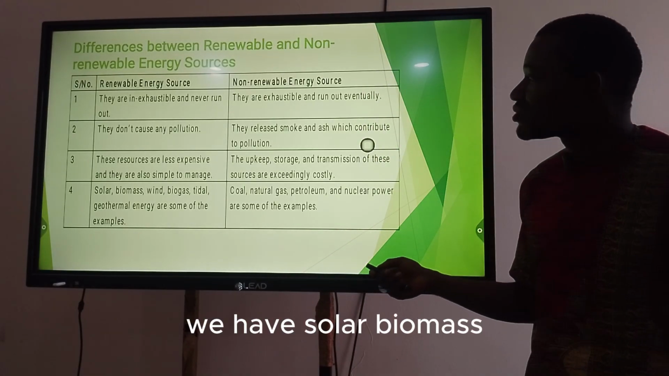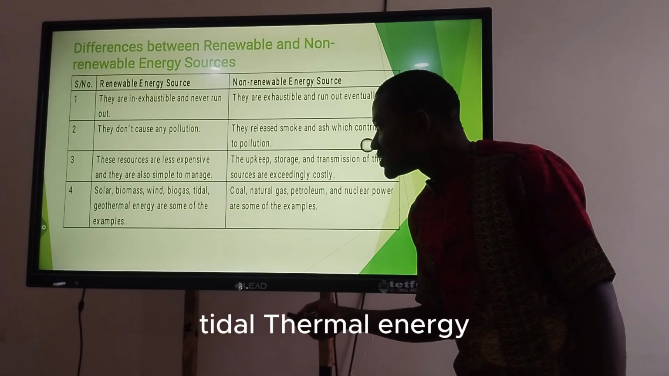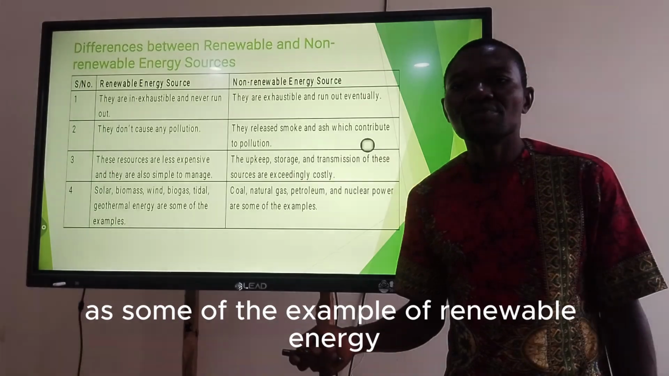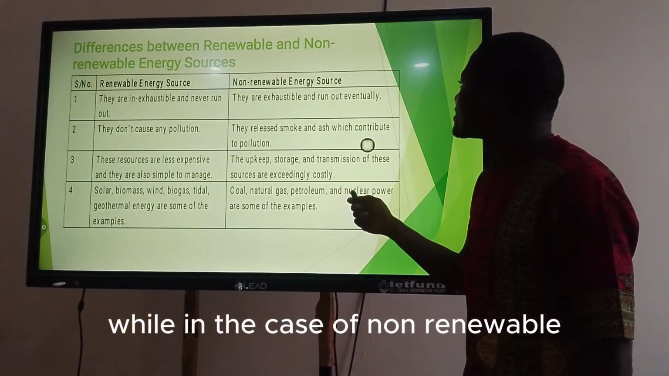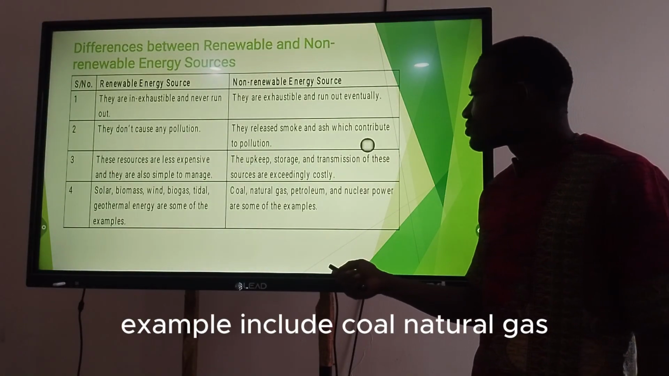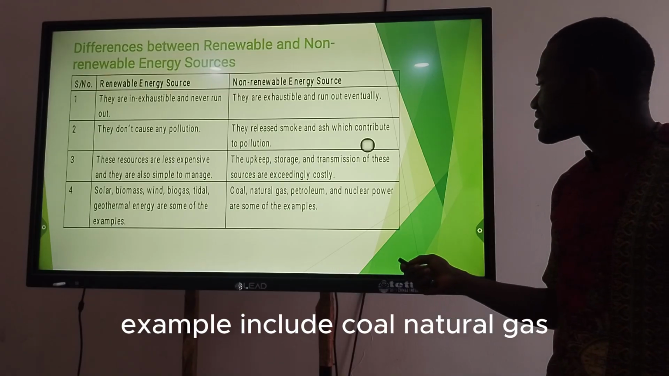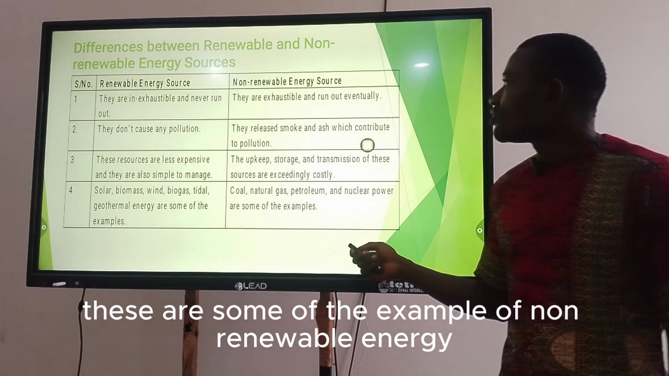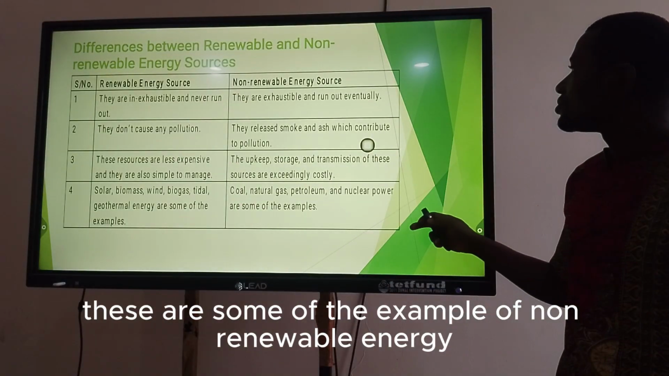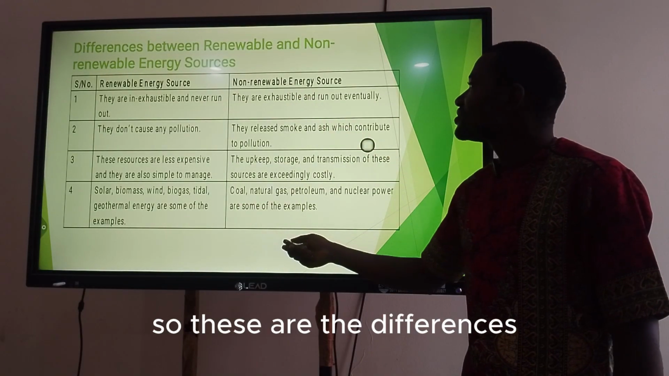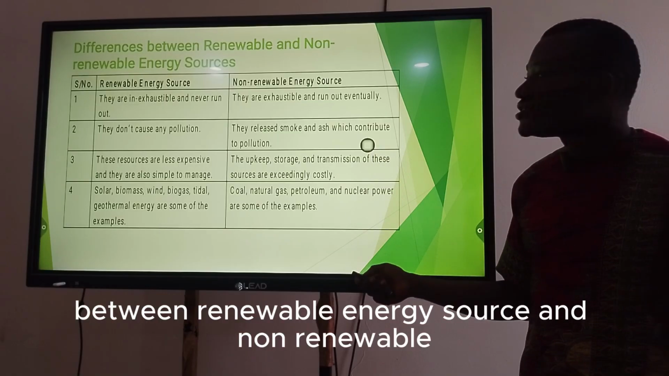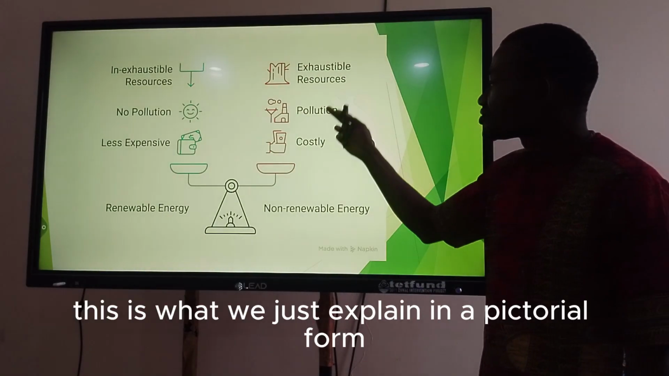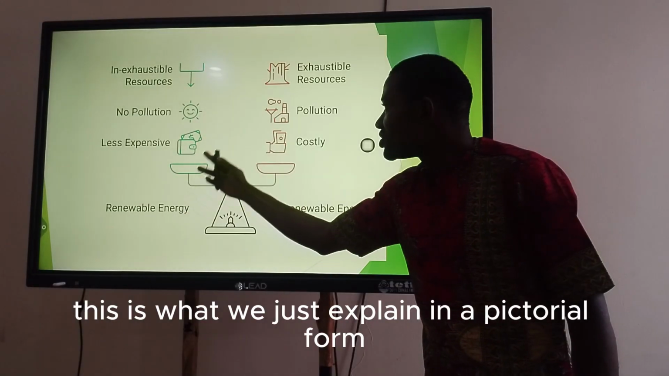Let's look at the fourth one, examples. We have solar, biomass, wind, biogas, tidal, and thermal energy as some of the examples of renewable energy, while in the case of non-renewable, examples include coal, natural gas, petroleum, and nuclear power. These are some of the examples of non-renewable energy. So these are the differences between renewable and non-renewable energy sources.